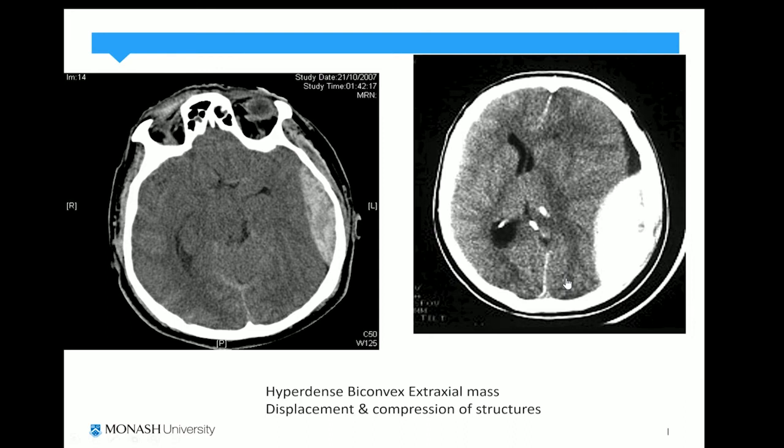So on CT scan, here is a hyperdense biconvex extraaxial mass with displacement. Again, you can see the massive displacement of the midline structures. With evolution over time, you will find that where it's very dense, it becomes less dense over time.